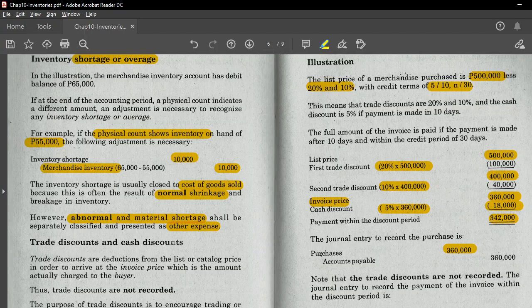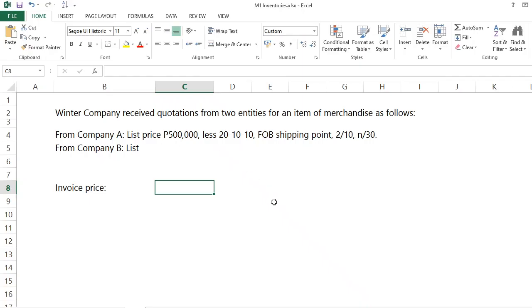We are going to use this kind of strategy. But we have this shorter way or easier way of computing for it. That is just a simple 100% minus your trade discount. So, in this case, that is 500,000, the list price, times. Ang first na trade discount nato is 20, right? 100 minus 20, that's 80%. Times, ang ikaduhang trade discount, that's 10. 100 minus 10, it's 90%. Times ang ikatulong trade discount, another 10. And 100 minus 10, another 90%.